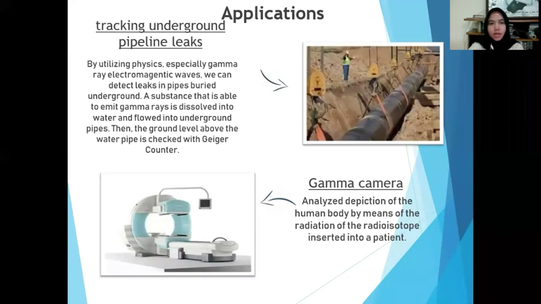Next is tracking underground pipeline leaks. By utilizing physics, especially gamma ray electromagnetic waves, we can detect leaks in pipes buried underground. A substance that is able to emit gamma rays is dissolved into water and flowed into underground pipes. Then, the ground level above the water pipe is checked with a Geiger counter.